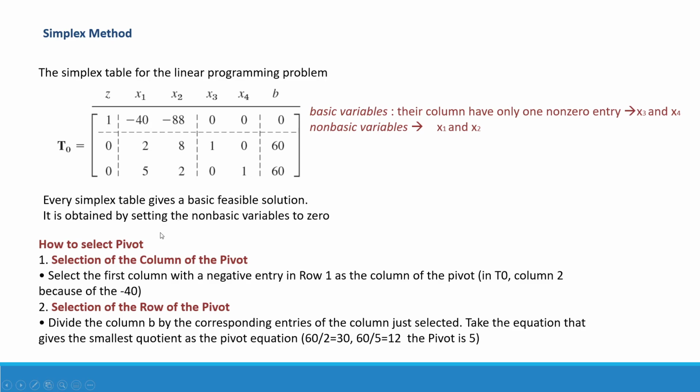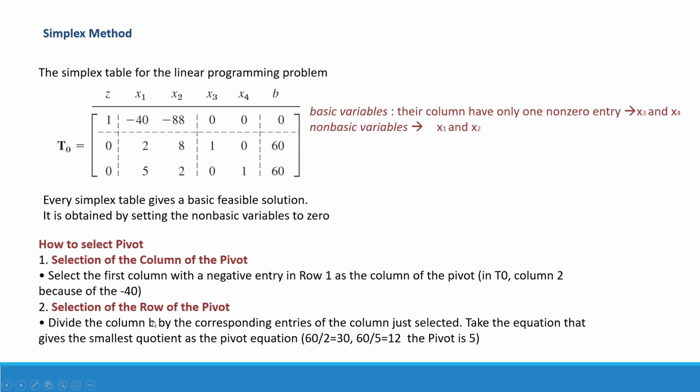Now I'm going to explain how to select the pivot. The first rule is selecting the pivot column. For selecting the pivot column, we select the first column with a negative entry in row 1. Here in row 1, the first negative number that we can see is minus 40, and this is going to be the first column, the first negative number in row 1.